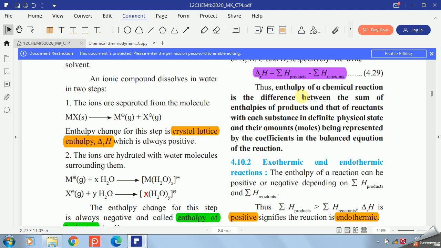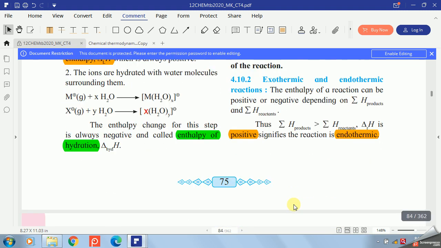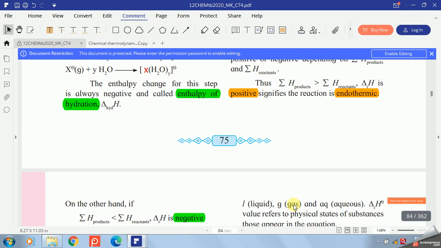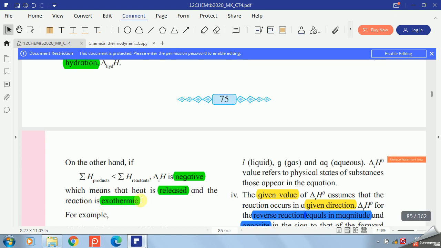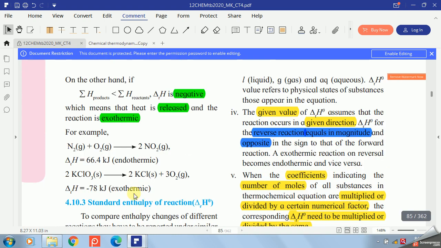And if enthalpy or heat is absorbed, then, as all are familiar, it is an endothermic reaction. If the summation of enthalpy of products is less than the summation of enthalpy of reactants, then the enthalpy of reaction is negative, and this indicates that the reaction is exothermic because heat is given out.